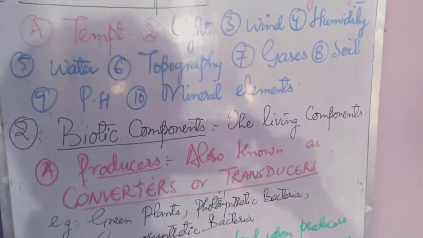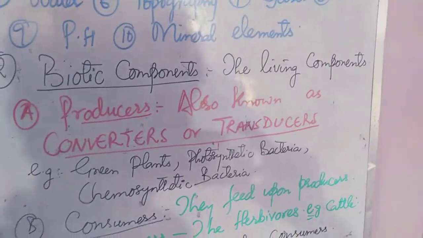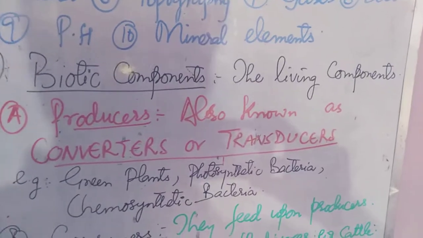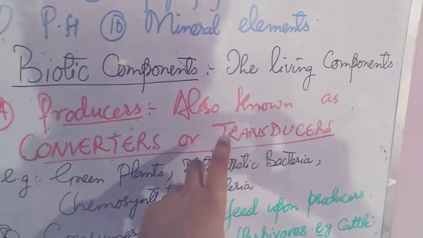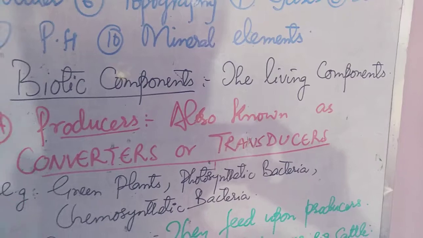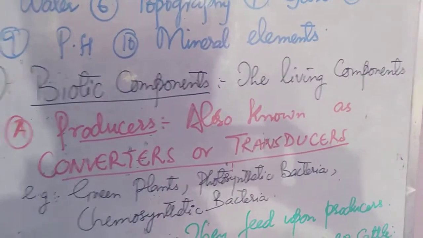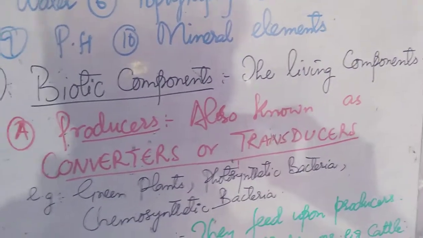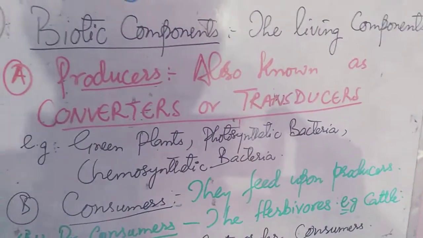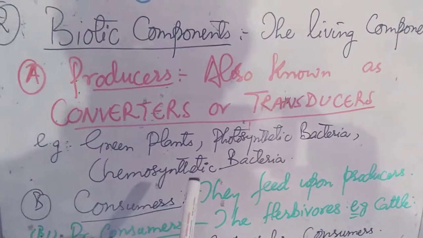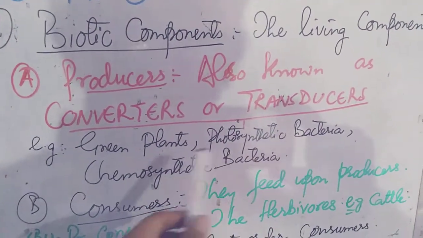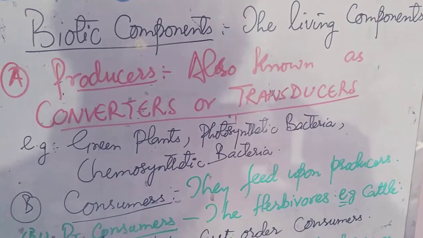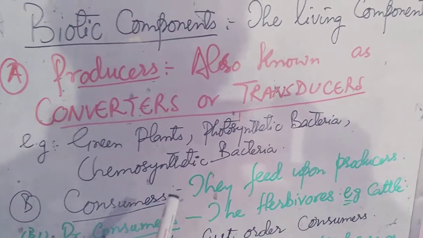The biotic components are the living components of the ecosystem. The biotic components include those components of the ecosystem which are living. It means it includes the living organisms which are present in a given ecosystem. So the biotic components are the living components, and there are following types. The producers are also known as the converters or transducers. The producers are the green plants, the photosynthetic bacteria and the chemosynthetic bacteria.